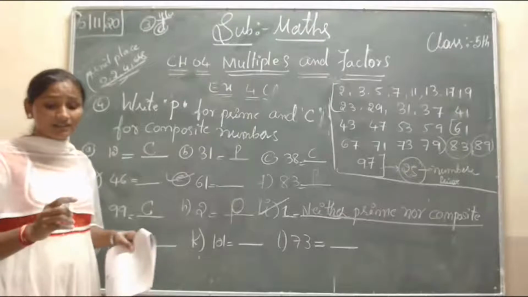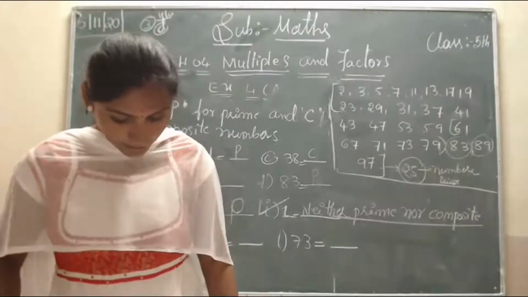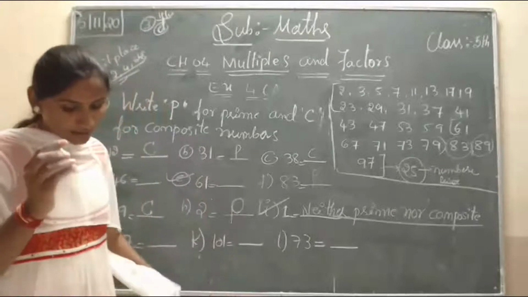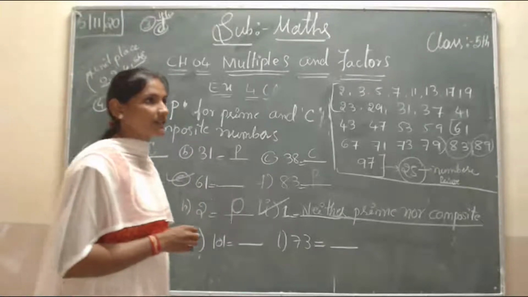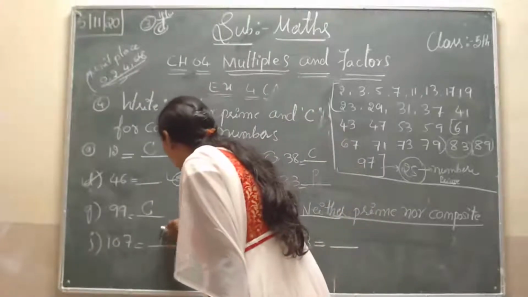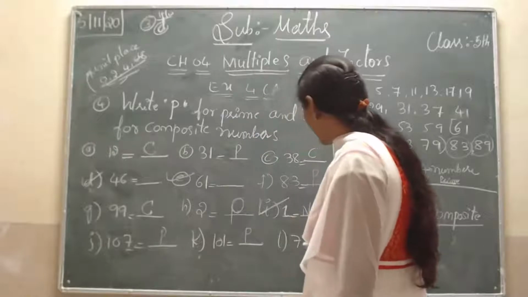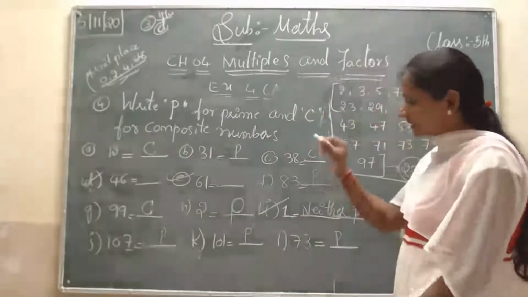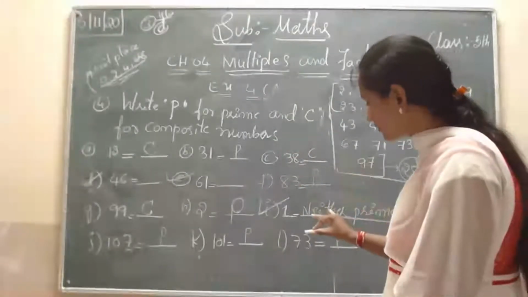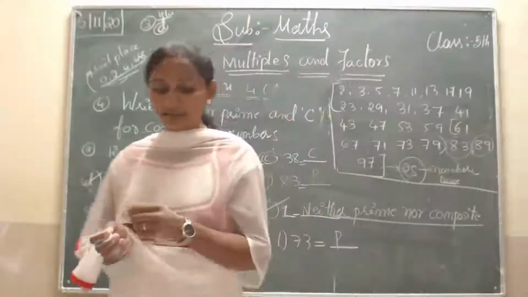Students, 107. You have to consider whether this is a prime number or a composite number. 107 is a prime number. Next, 101 is also a prime number, because the unit place is a 7. And 73 is also a prime number. So 107, 101 and 73 are prime numbers.